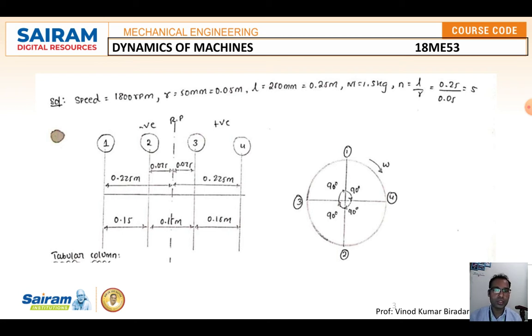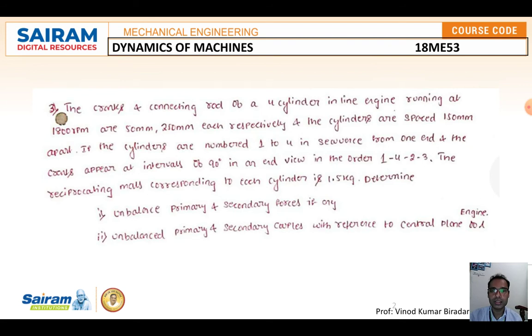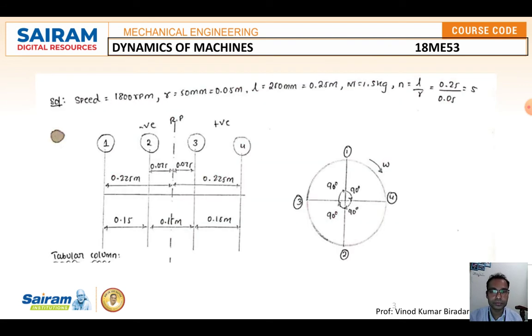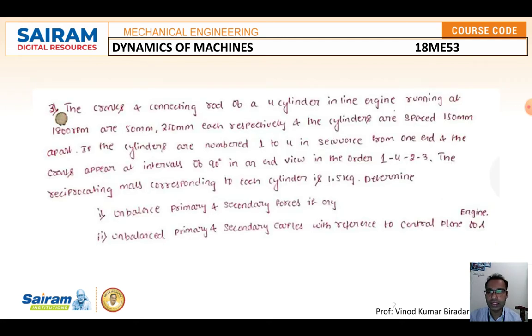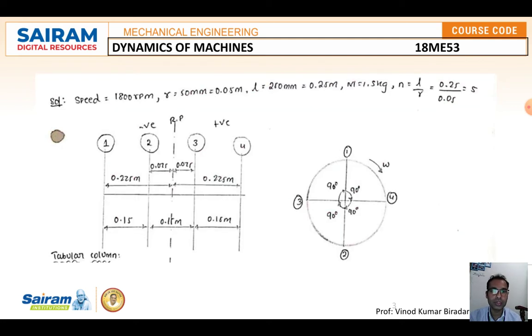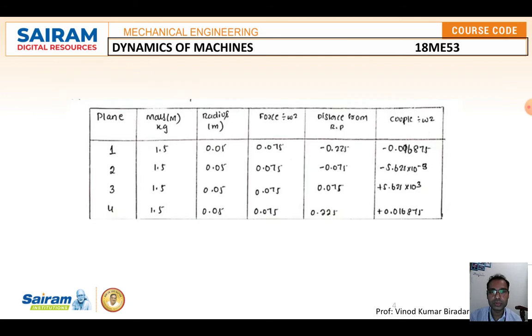Okay, coming to figure B. This is about the position of the planes. Here they have given the firing order 1 4 2 3. Look here, 1 4 2 3, according to that only you have to construct. The angle between each is given as 90 degrees, which is rotated in the clockwise direction with an angular speed omega. Okay, so this is about the diagram.